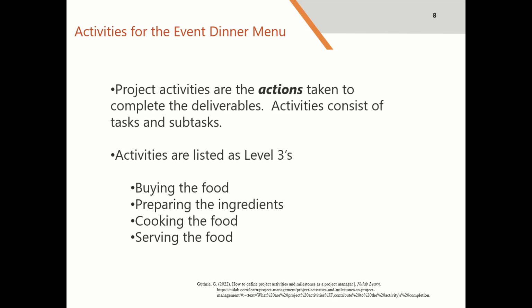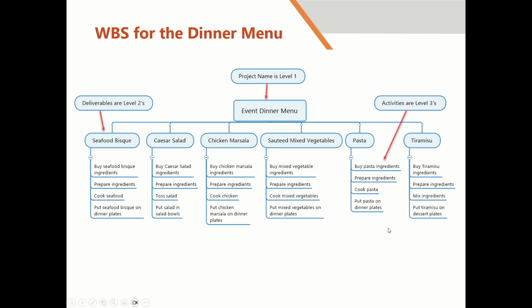Okay, so activities are listed as the level 3s. So these are our actions. What do we have to do to get to that final product of preparing all those foods that we had mentioned? So we have buying the food, preparing the ingredients, cooking the food, and serving the food.